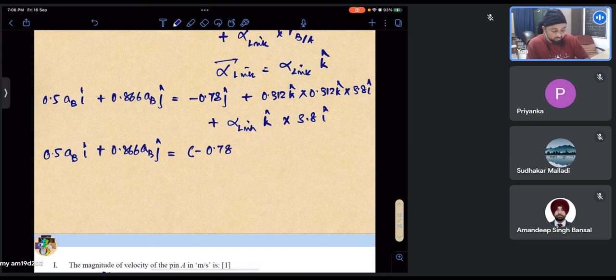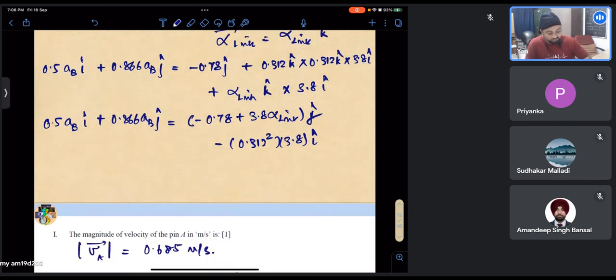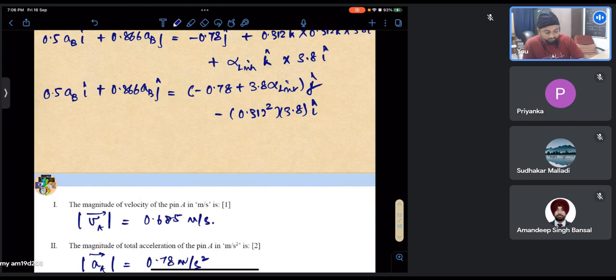Minus 0.78. K cross I is positive J. So plus 3.8 alpha link. This is J, and minus 0.312 squared into 3.8 is I. Sorry, J. Yes. Sorry. Thank you for the correction. So that is J and this is I. So again, it is just a matter of comparing it. From here, we can directly compare these two, and then pick some other color. These two will be equal. From those, we can get the unknown quantities.